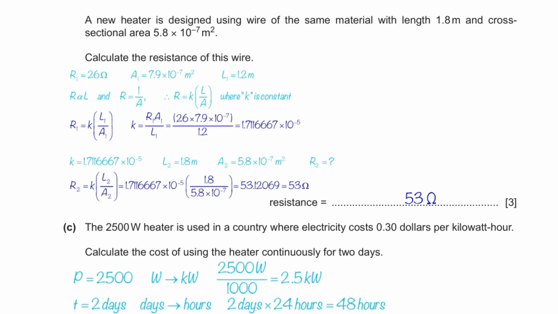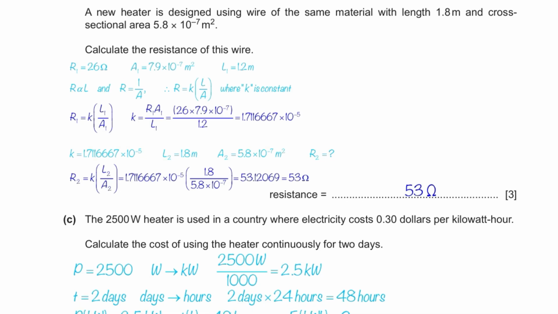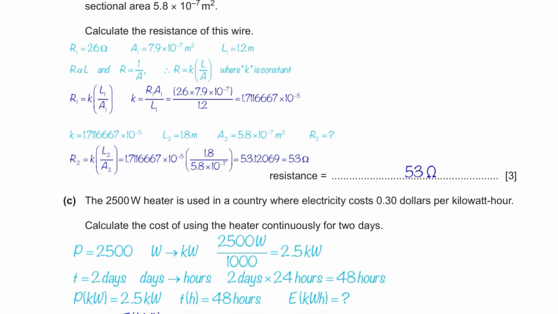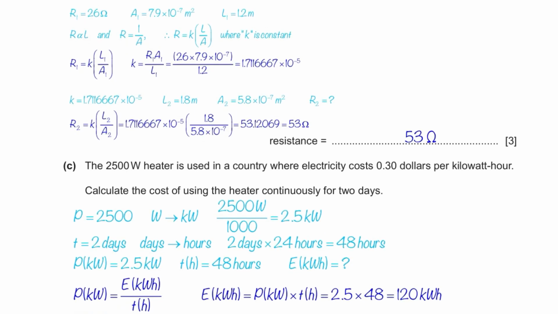Step 2. Convert days to hours. 2 days equals 2 multiplied by 24, which gives 48 hours. Step 3. Calculate energy used. Now that we have both power and time, we can calculate how much energy the heater uses. We begin with the formula. Power is equal to energy divided by time. That means power in kilowatts is equal to energy in kilowatt hours divided by time in hours. Now we rearrange this formula to make energy the subject. Energy is equal to power multiplied by time.